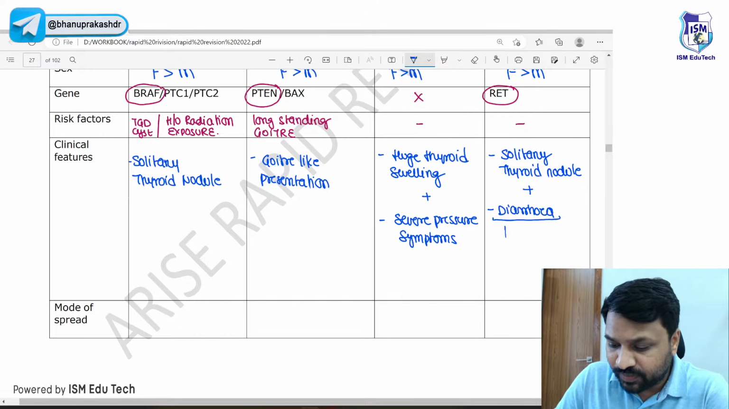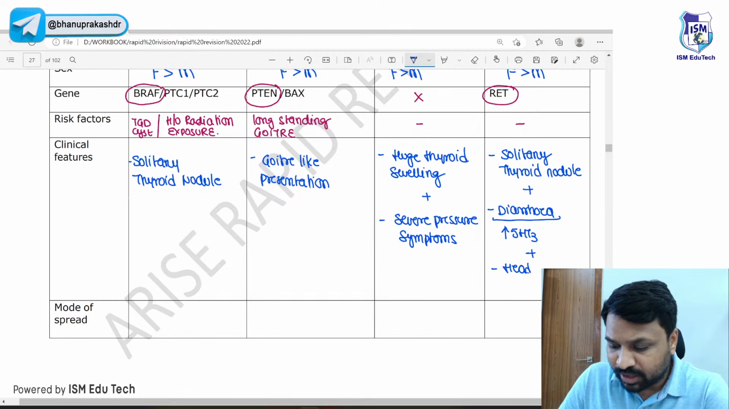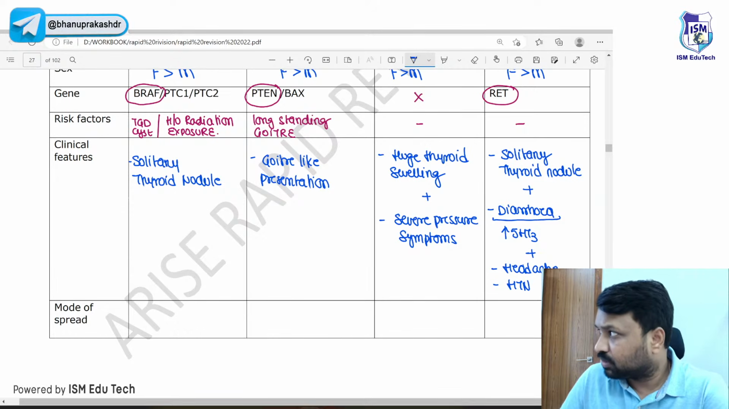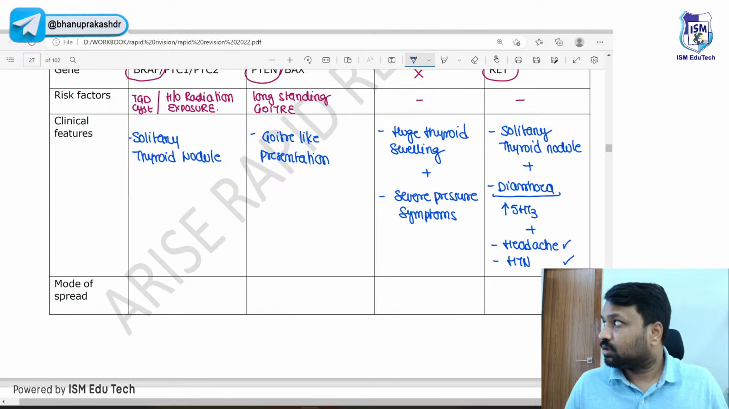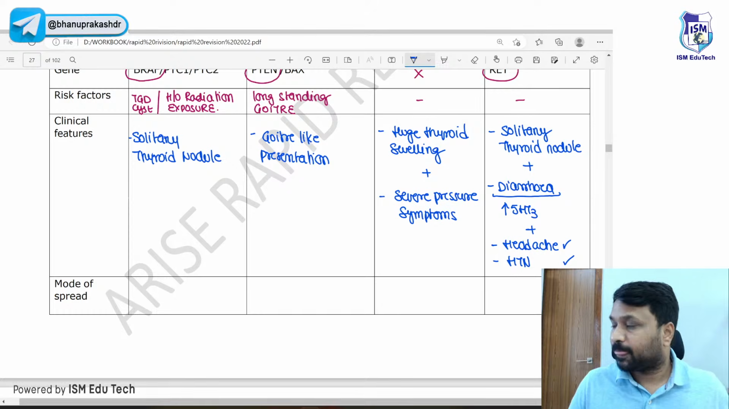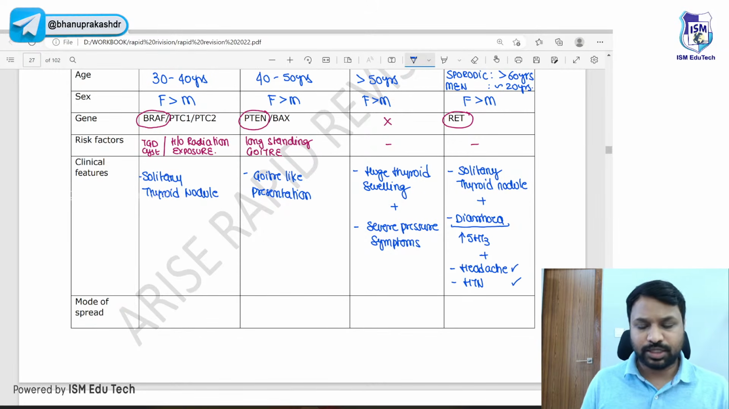Diarrhea is because of excessive production of 5-HT, which is called serotonin. If it is associated with MEN syndrome, then pheochromocytoma. In pheochromocytoma, they will have headache and hypertension, that is seen across here, right? So these are with respect to the clinical presentation.